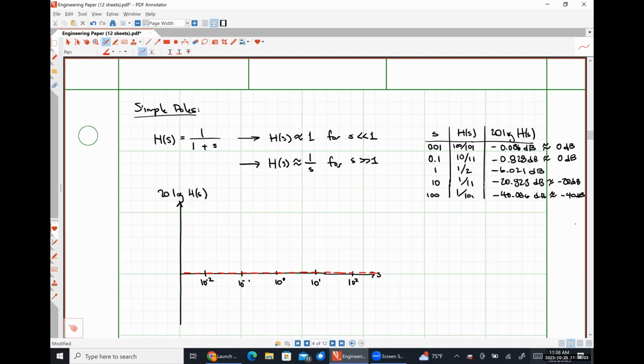What does H of s for 1 over s look like? We cross the horizontal axis at s equal to 1. We have a slope of negative 20 decibels per decade. Putting these two things together, let me do this in pink. This is our approximation.